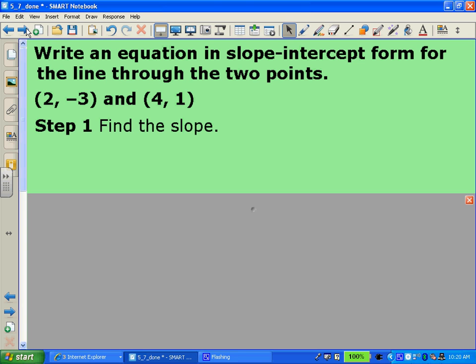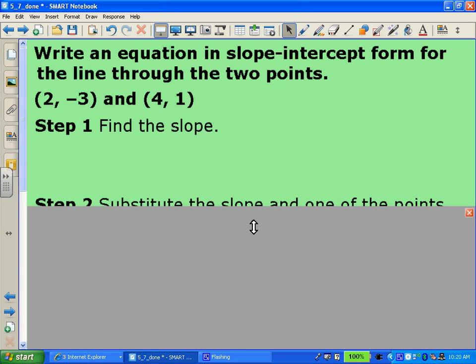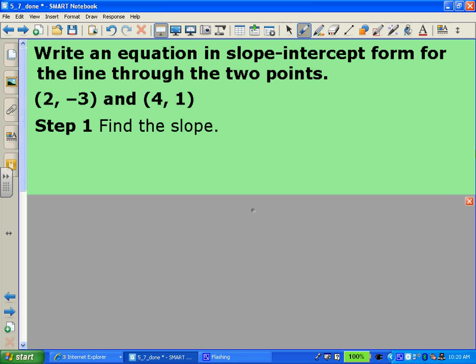Now to make it even a little more fun, the next type of problem you'll see looks like this. It says write an equation in slope-intercept form for the line through the 2 points. So here it doesn't tell us the slope, so we can't go straight to point-slope form. So the first thing we have to do is find the slope. Now remember, to find the slope, the equation is y2 minus y1 over x2 minus x1. We learned that in the first part of chapter 5.